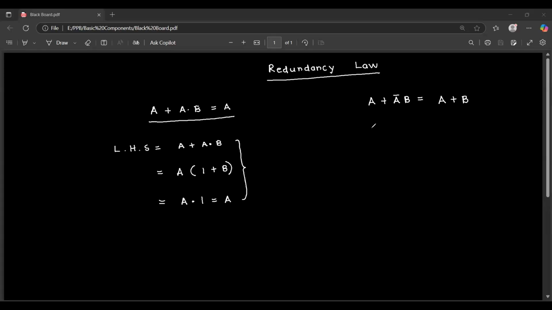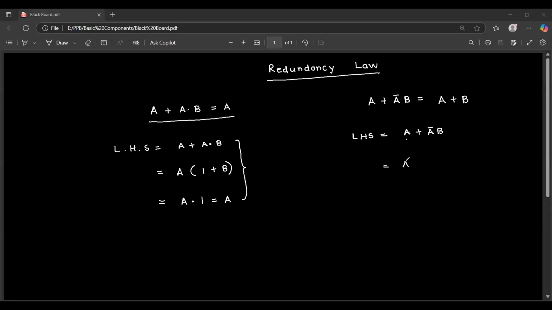What we have to do is, first of all, take the left hand side. We are going to move from the left hand side to the right hand side. The left hand side states A plus A bar B. So what do we do here? You can't directly simplify anything here. Why? We have A here, we have A bar B here, so we can't do anything. So we are going to introduce some new signals into this expression.